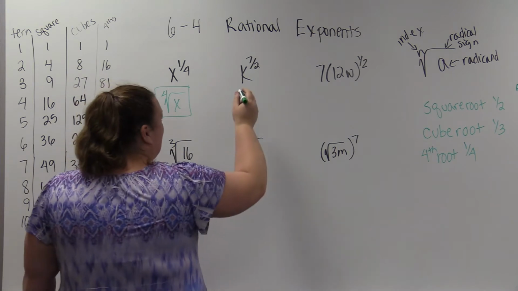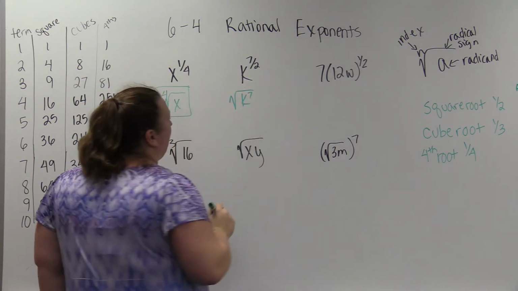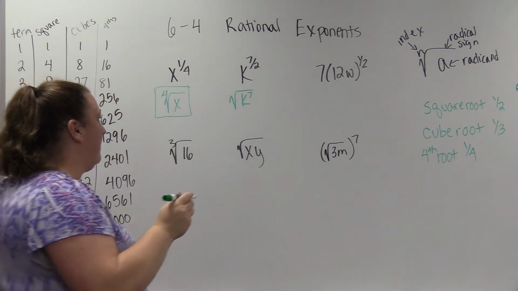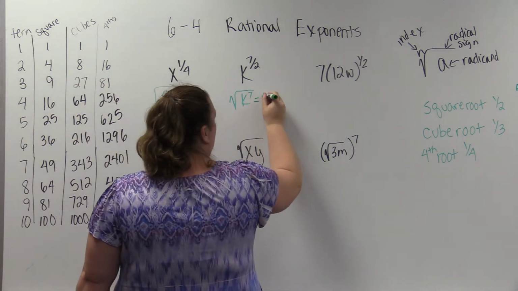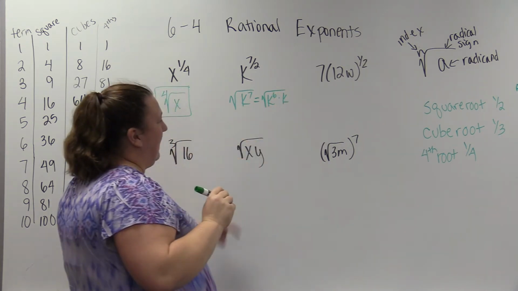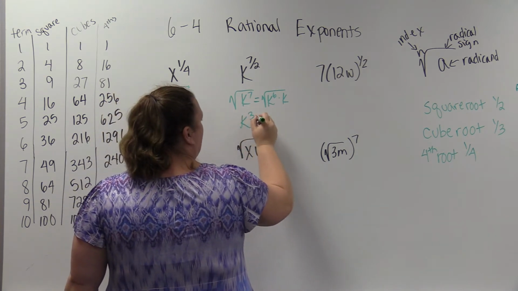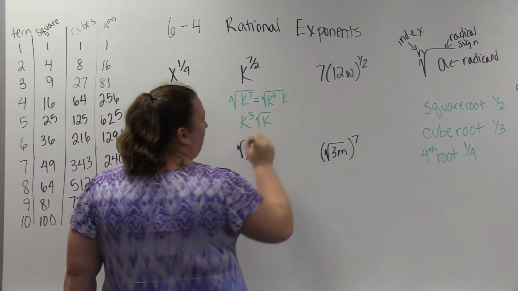Here, this becomes the square root of k to the 7th, but I can reduce that. This becomes the square root of k to the 6th times k. And 6 divided by 2 is 3, so this is k cubed times the square root of k.